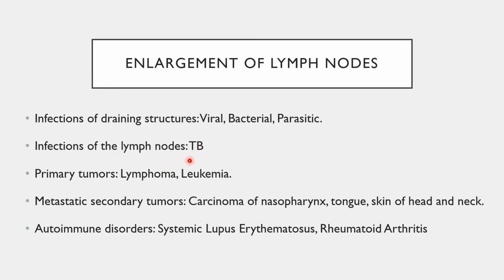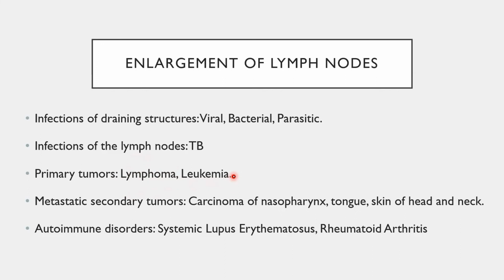Then there will be ulceration. That means there will be wounds on these lymph nodes. Then if we consider the cancers or the tumors, they may be primary tumors. That means the tumors of the lymph nodes themselves, right? So they can be lymphoma, cancers of the lymph nodes themselves, and leukemias, cancers of the blood cells, mainly the white blood cells.